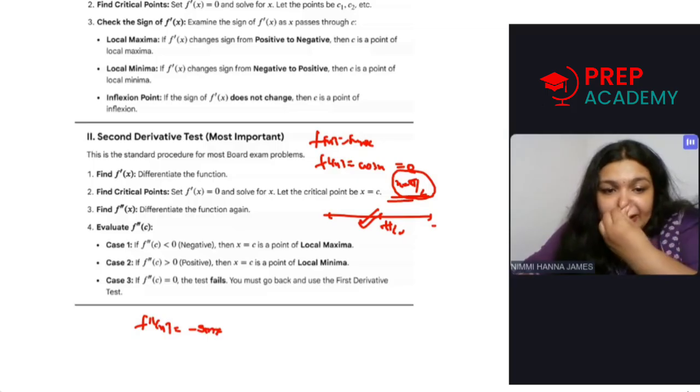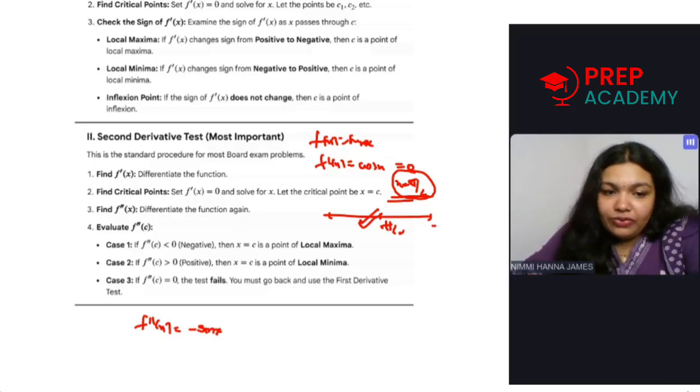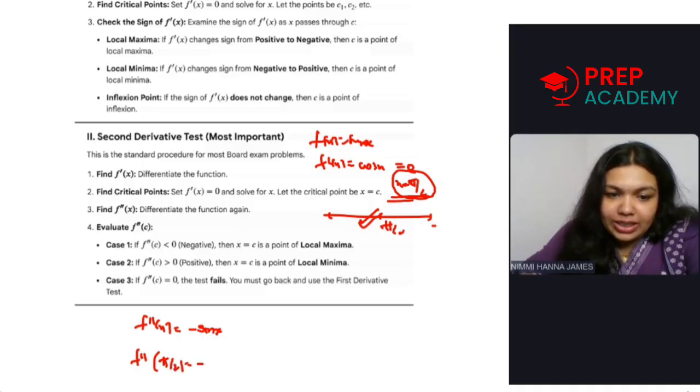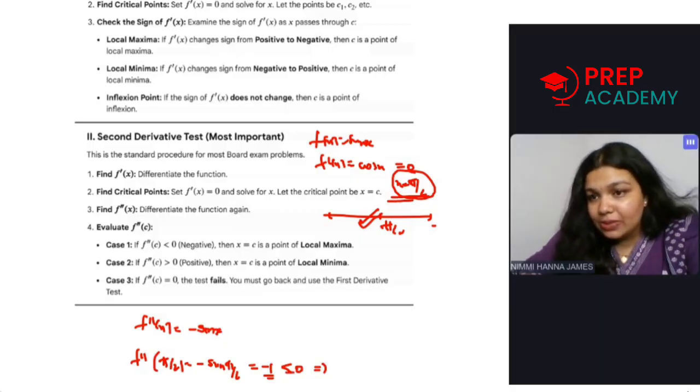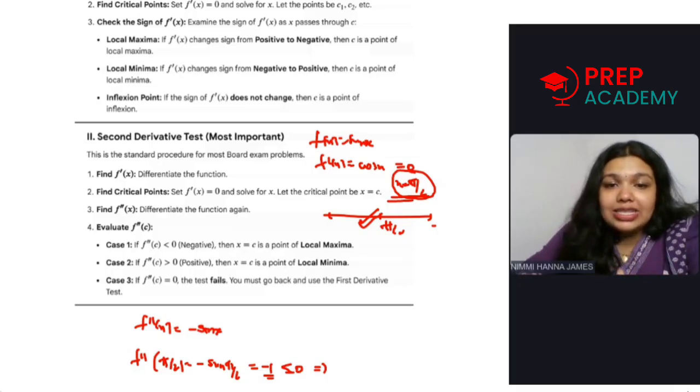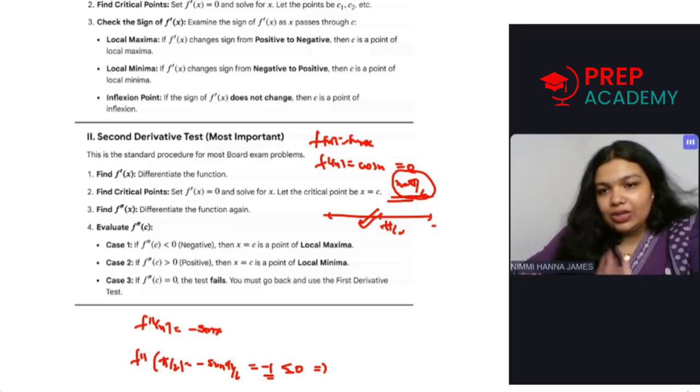Okay, and then we substitute the critical point, pi by 2, into f double dash, that is minus sin pi by 2. Here sin pi by 2 is 1, so minus 1. Minus 1 is less than 0. That means the function sin x has a local maxima. If it is less than 0, it has a maxima. It has a local maxima at, what was the critical point? x equal to pi by 2.